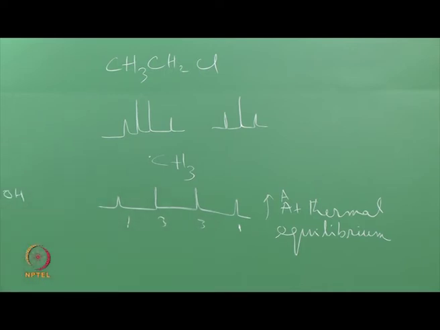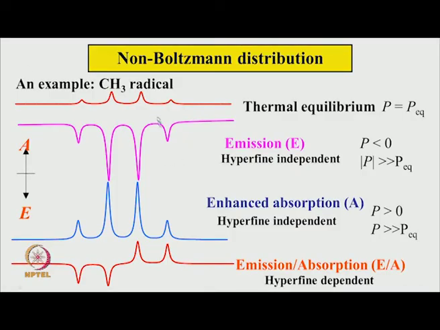Okay. So, these are the possibilities that we can encounter. One is that all the lines get inverted and the intensity is much more than the steady state intensity. So we say that P, the polarization, is negative, and its magnitude is much bigger than the equilibrium value. Otherwise the shape is exactly the same as what is seen in the steady state mode. The relative intensity is still 1:3:3:1, so we say polarization is hyperfine independent. This is the emissive nature.